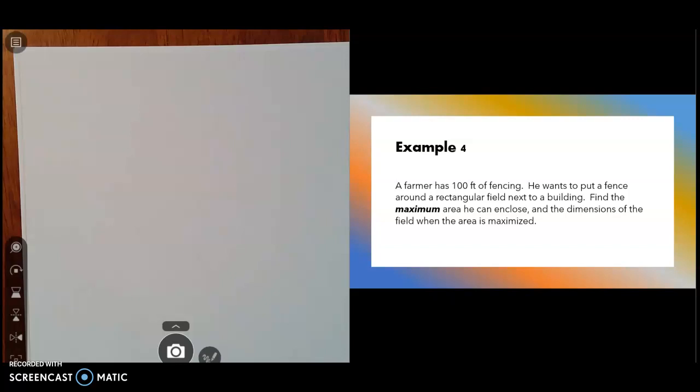Welcome back to section 11.7. The next thing we're going to look at is maximum and minimum application problems.